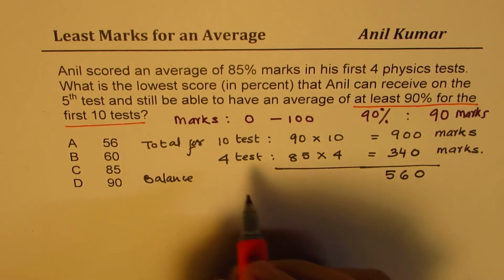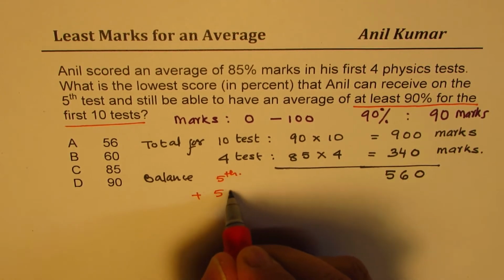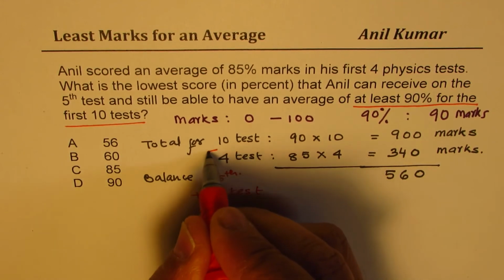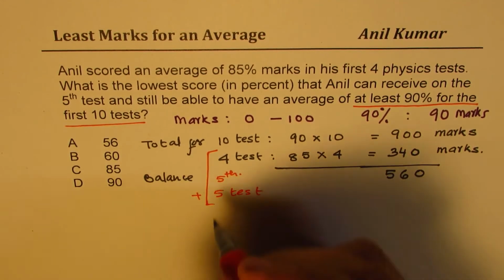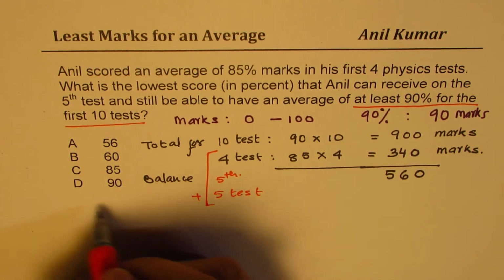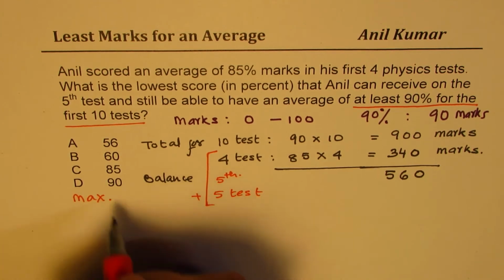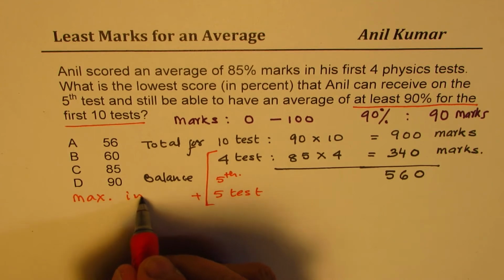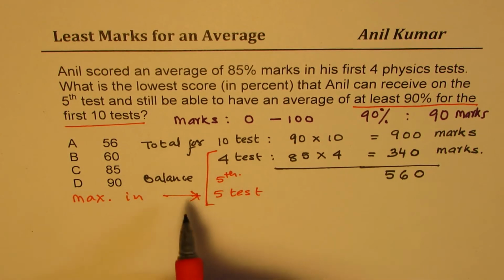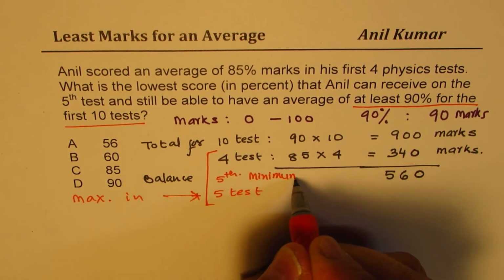We already had 4. So we are worried about the 5th test and then we have plus 5 tests, right? So that will make 10, right? So this makes it 10. So the 5th is the one more test, so that is all. Now to find this answer, what we can assume is, what is the maximum marks in the remaining tests? So we'll say, what is the maximum which Anil can score in these 5 tests? That will lead to the minimum in the 5th. You get an idea, right?